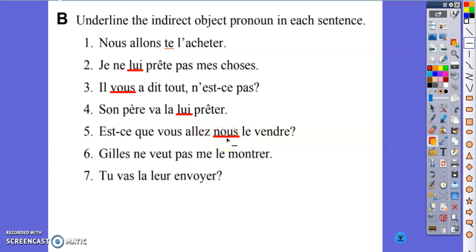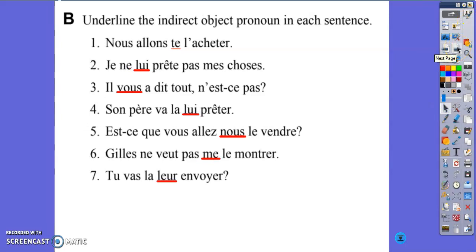Nous is our indirect object pronoun. Gilles ne veut pas me le montrer. Me is our indirect object pronoun. So Gilles does not want to show it to me. So notice you can use both direct and indirect object pronouns in the same sentence. And then finally, tu vas la leur envoyer. Leur is our indirect object pronoun. So in this case, it's been placed before our infinitive because we do have one. So are you going to send it to them?